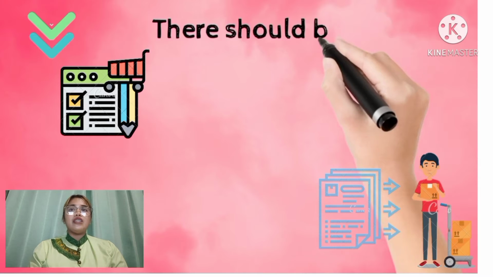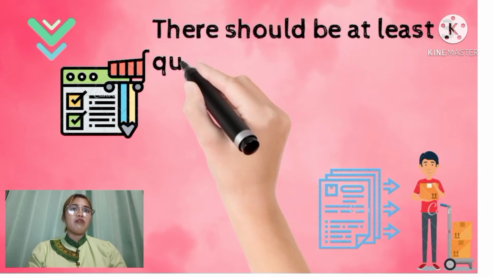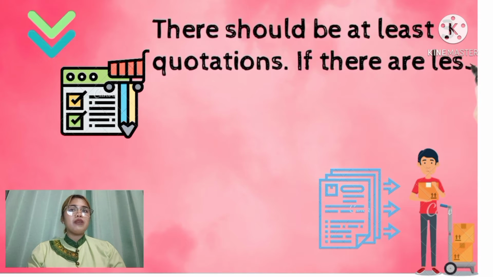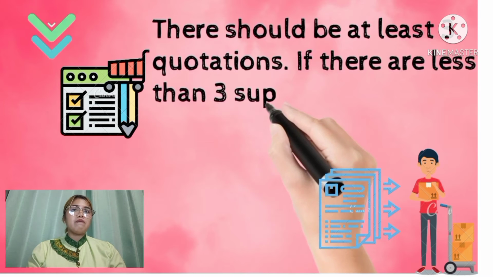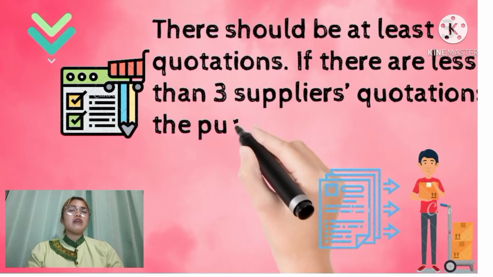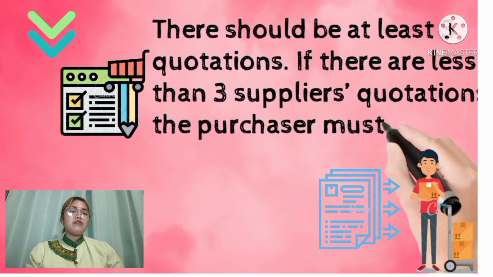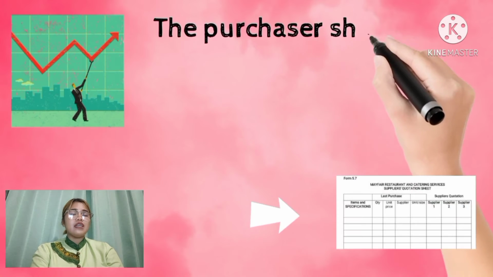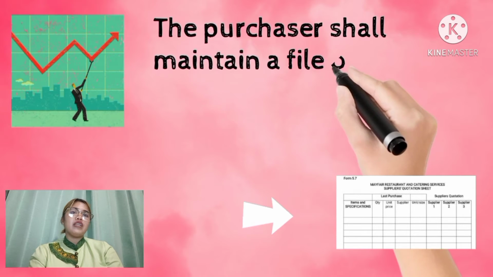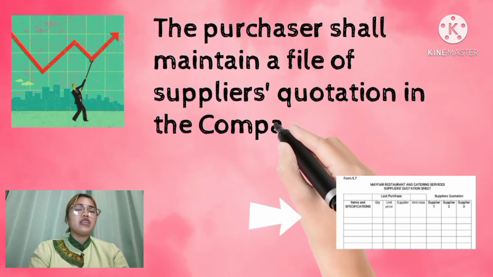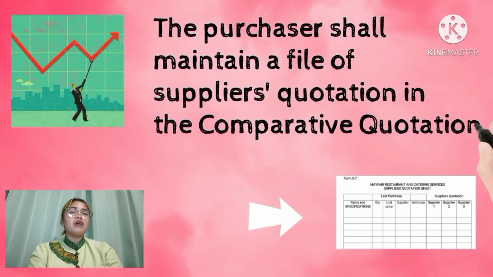Number 3, there should be at least 3 quotations po. If there are less than 3 suppliers that have quotations, the purchaser must scout additional quotations. Prospective suppliers are required to fill up the supplier's information sheet, Form 5.6. Number 4, dapat po yung mga purchaser ay nagme-maintain po ng file ng mga supplier's quotation para po sa comparative quotation sheet po na nasa Form 5.7.